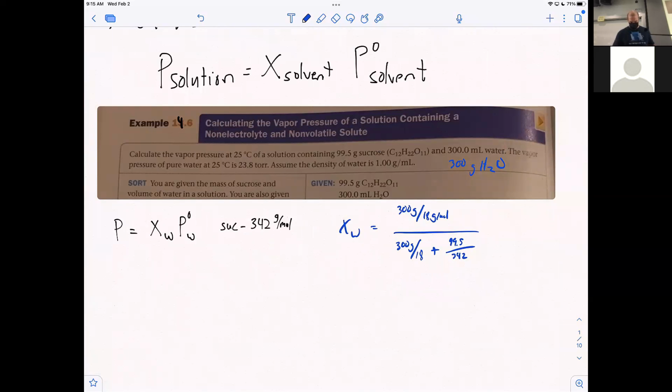And what is the mole fraction of water? It is 0.983. Is that 366? Yes. So is everyone okay with the mole fraction of water? Okay, so the vapor pressure is just going to be the mole fraction, 0.983, times the normal vapor pressure, 23.8. And doing so, you get 23.4.